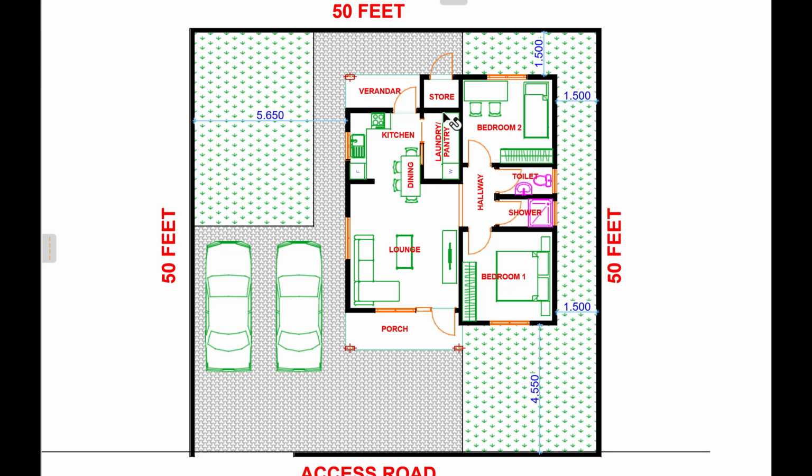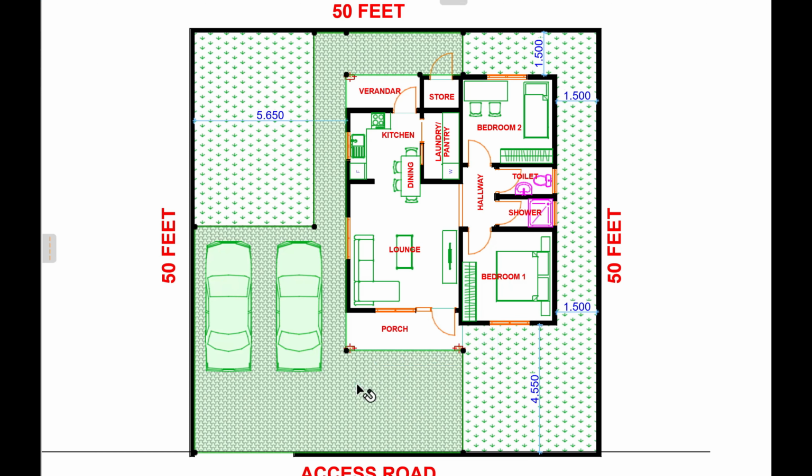So this is our 2D floor plan on 50 feet by 50 feet. As you see here, this is the access road. Then the gate is supposed to be here. Then this concept idea can contain 2-car parking. As you see, the first car lot is here, and here is the second car lot.